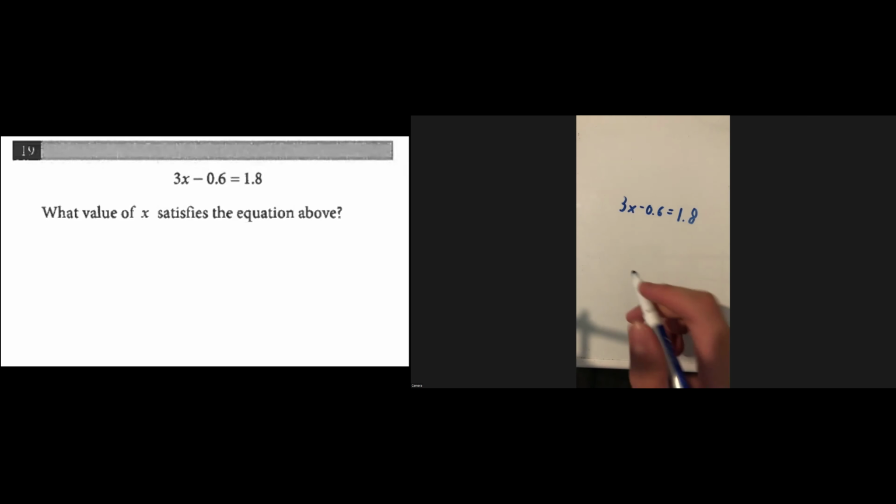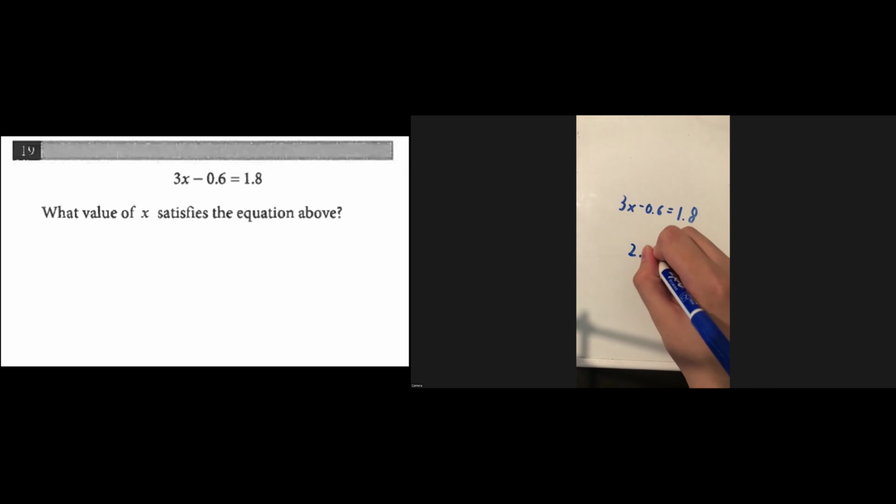Okay, so for question 19, we just have to find the value of x. So we add 0.6 to both sides, which gets us 2.4. So 2.4 equals 3x. And then you divide both sides by 3, which gets us x equals 0.8. And that is the correct answer, 0.8.